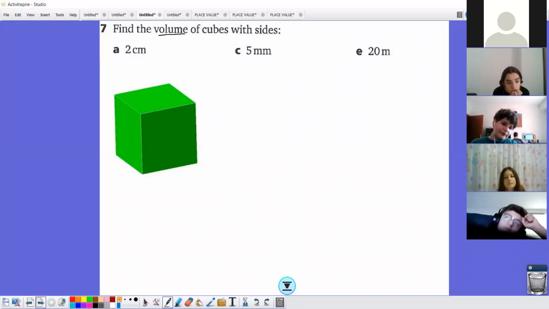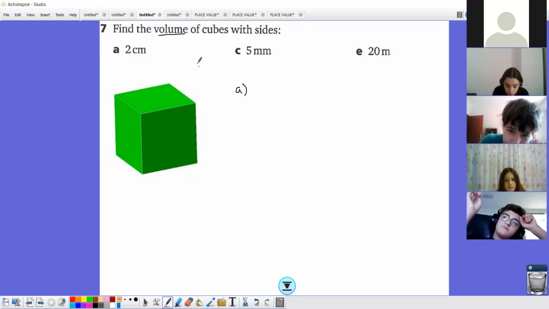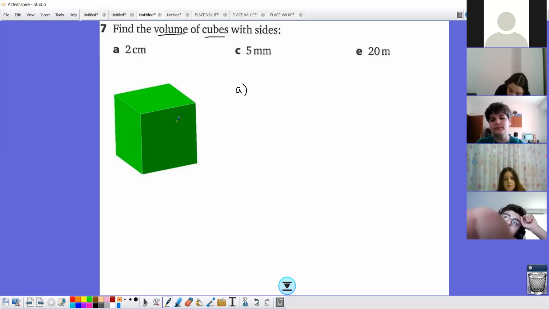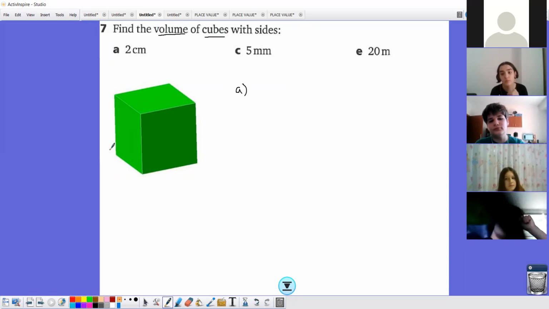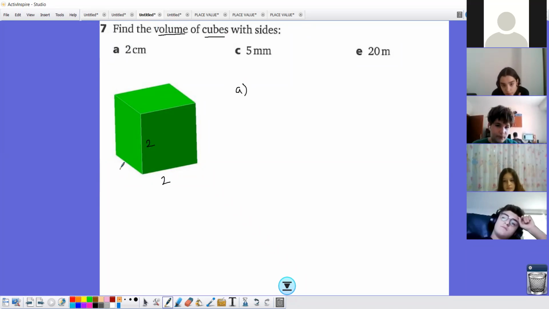Now here, first, it says volume. Why does it say volume? Because we have a 3-dimensional shape. And if it says that it is a cube, it means that all the sides are the same. If one of them is 2, and this one is 2, and this one is 2, and all of them is 2. So how are we finding volume, Cevdet? We are multiplying the number 3 times. 2 itself, times 2 times 2.